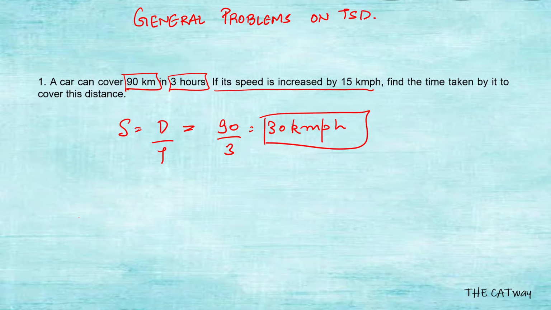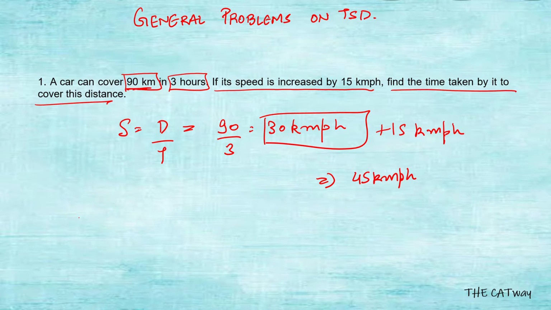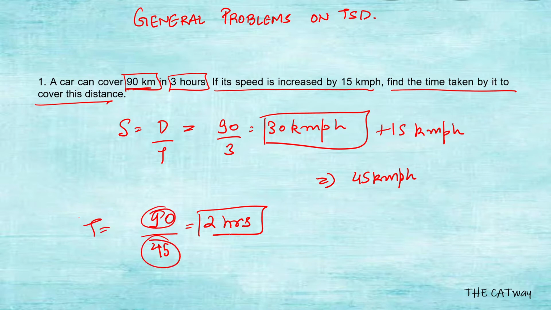Now the speed is increased by 15 kilometer per hour, so plus 15 kmph. The new speed will be 45 kmph. Now we need the time taken to cover the distance. Distance remains the same, 90, and the speed is 45. Time is equal to distance upon speed, so the time taken will be 2 hours.